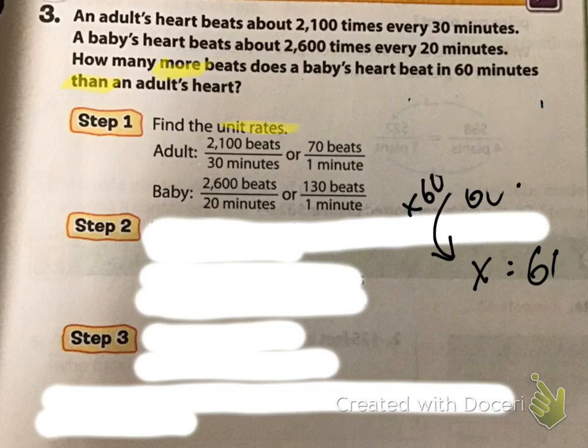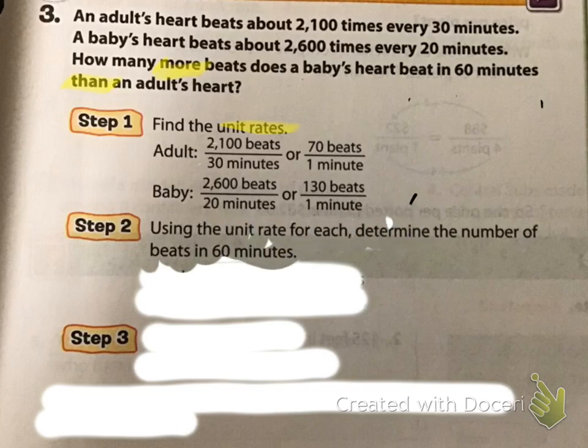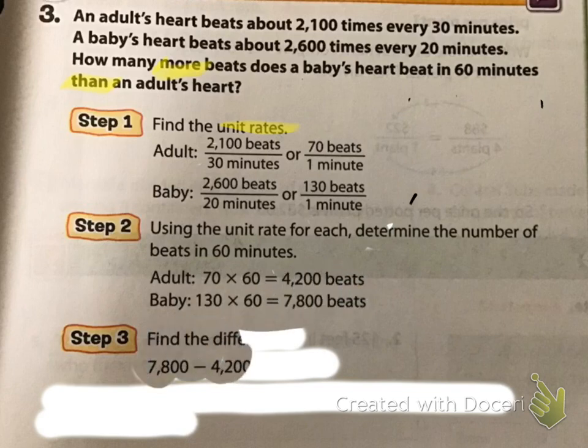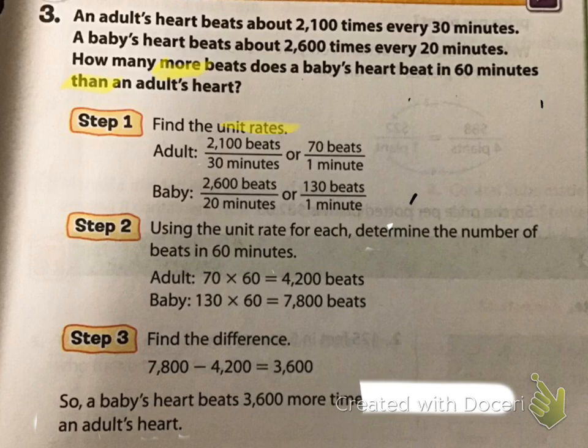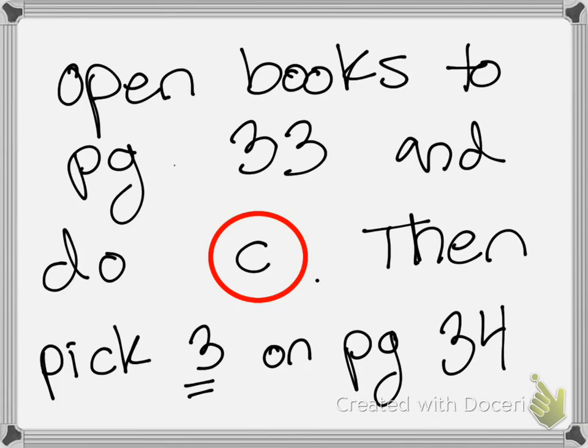So if we are paying attention, we use the unit rate to find out the number of beats in 60 minutes. They did it a little bit differently. I like the way that we did it more. And then they did the subtraction at the end. But don't you guys like that we did the subtraction beforehand? Kind of makes it easier. But we find out that a baby's heart beats 3,600 more times in 60 minutes than an adult's heart.